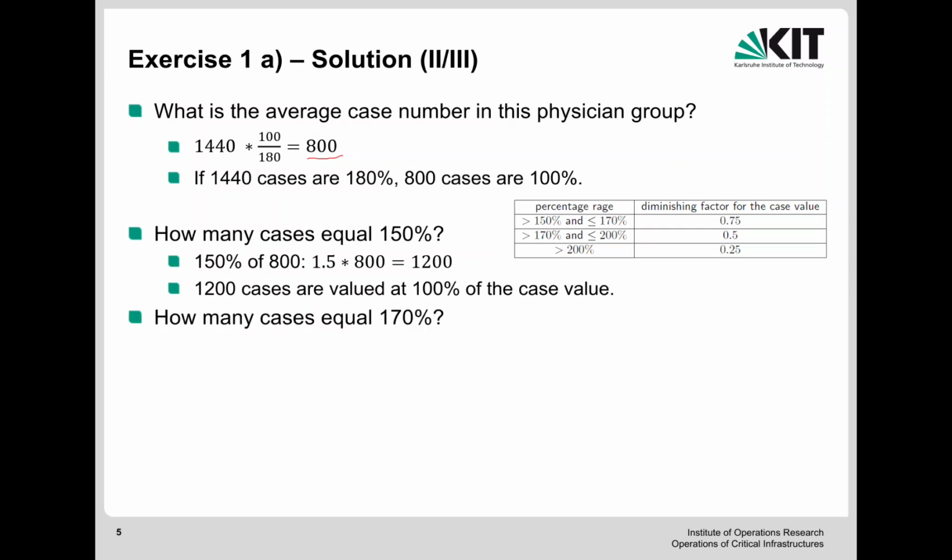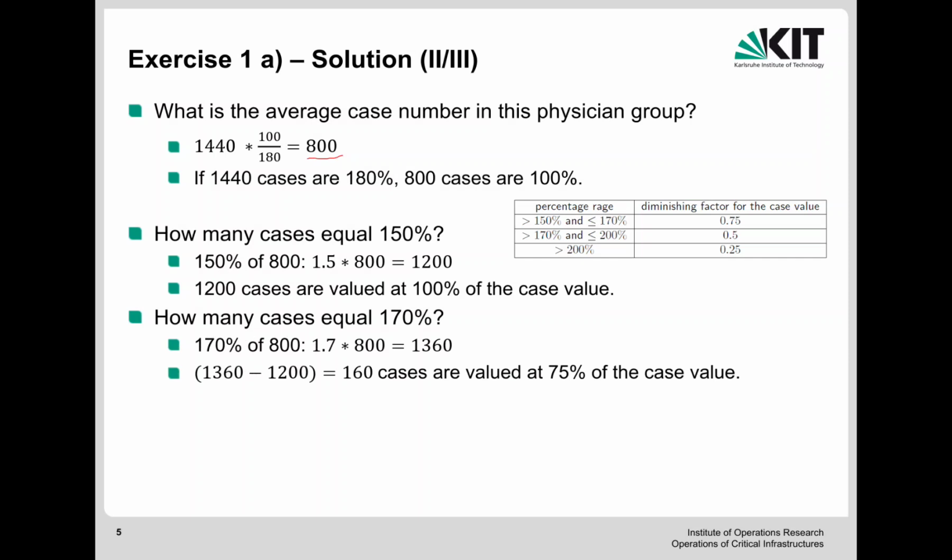Okay, if we have more than 150%, but less or equal 170, what is this limit? So again, 1.7 multiplied by the average number, which is 800. This is our 100%. And that means 1,360 patients. This is the limit.